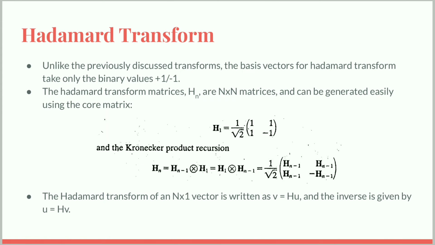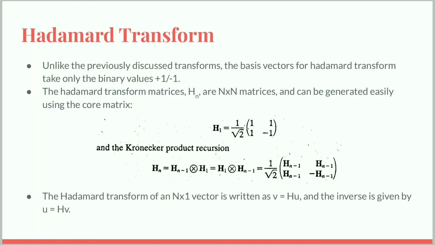Hadamard transform, which is also known as Walsh-Hadamard transform, makes use of Walsh function to calculate the transformation matrix. Unlike the previously discussed transforms, the basis vectors for Hadamard transform take only binary values, that is either plus 1 or minus 1. The Hadamard transform matrices H_n are N by N matrices and can be generated easily using the core matrix H1 given here.